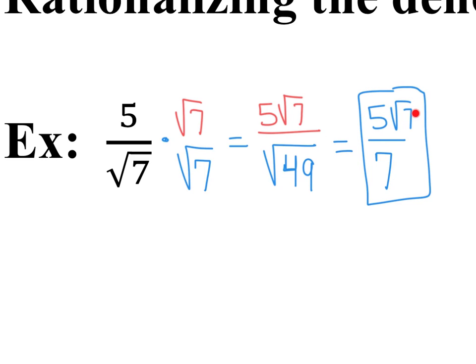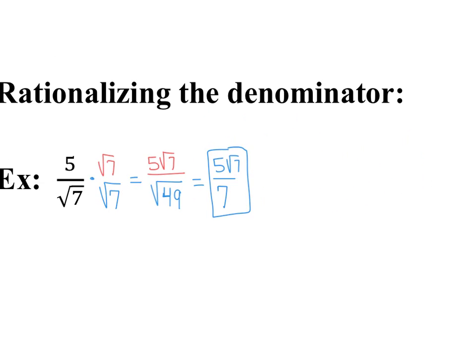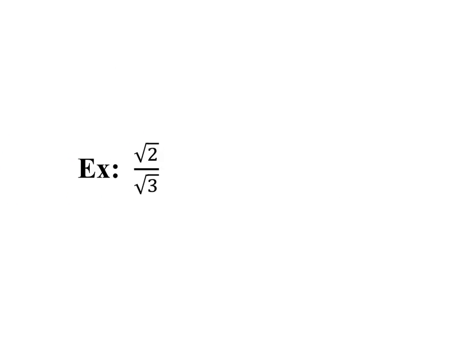Now since the 7 on the top is inside, and the 7 on the bottom is outside, I cannot divide them. You can only multiply or divide if both items are either inside or outside the radical. So in this case, 5 and 7 are both outside, but that fraction is already reduced. But if it wasn't, we would actually be able to reduce it. So let's do one more of these.